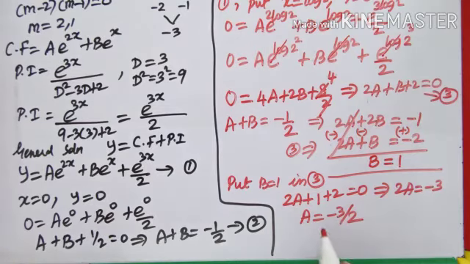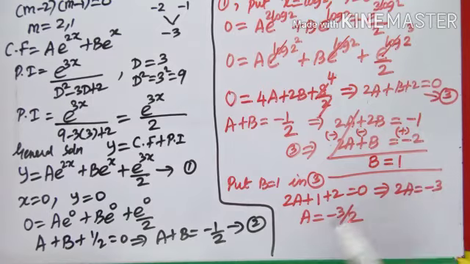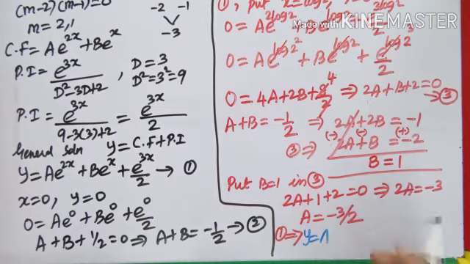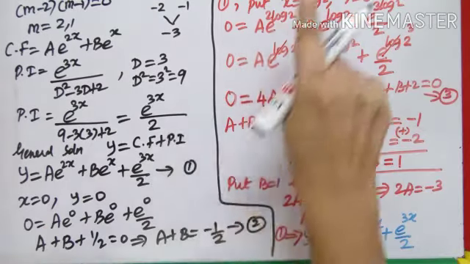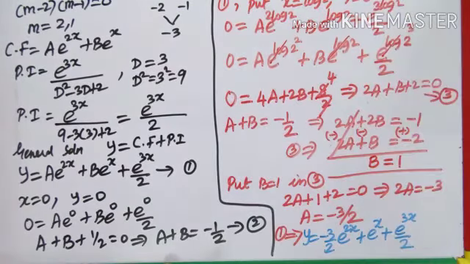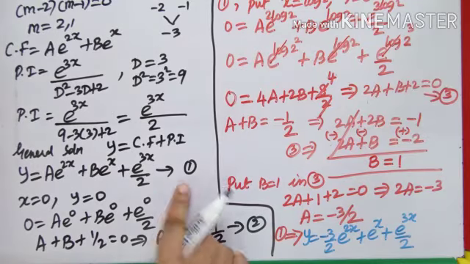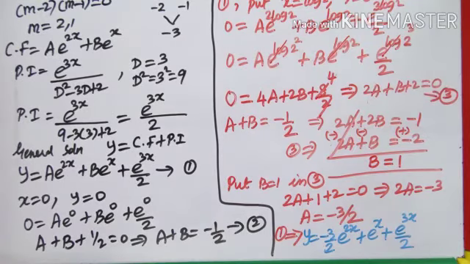So we know what is a and what is b. Put a and b back in first equation. So first equation is my answer. What is first equation? Y equals a value. What is a value? Minus 3 by 2 e power 2x plus b value is 1 e power x plus final answer e power 3x by 2. So having achieved a, b from the given condition, put it back in equation 1. That is the general solution.